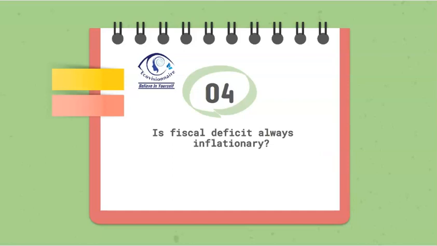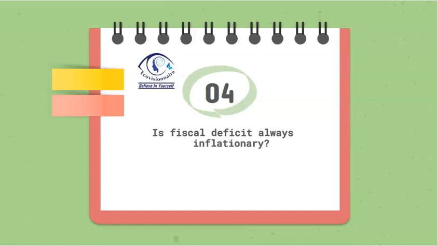Last very important must do topic is fiscal deficit always inflationary, as fiscal deficit causes borrowings, and borrowings when spent in the country can lead to inflation. So but our answer will be not necessary.